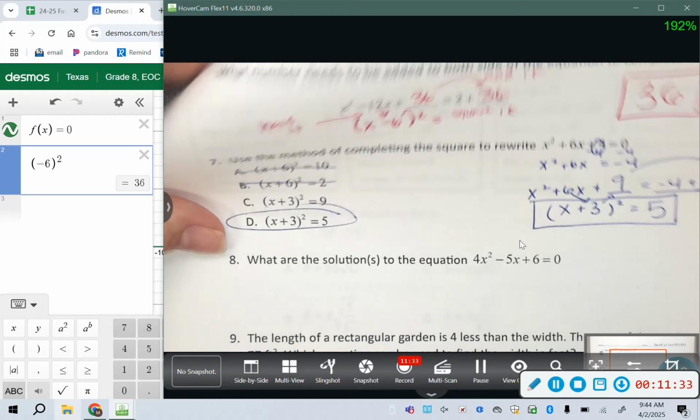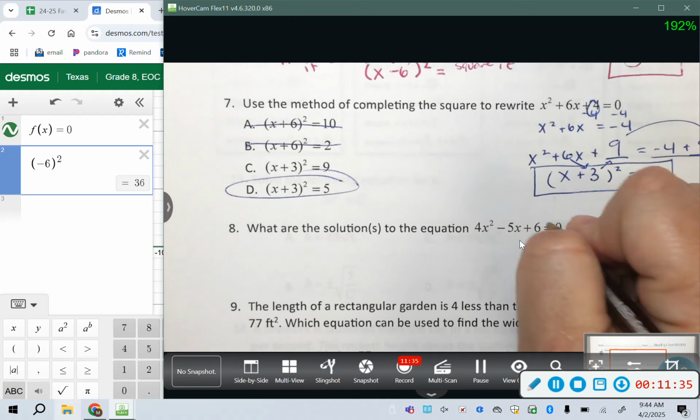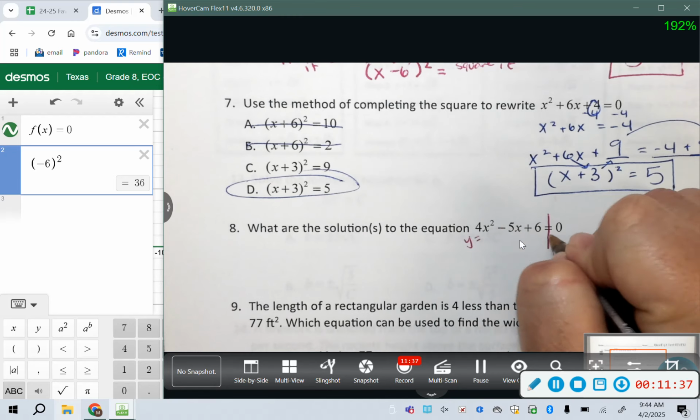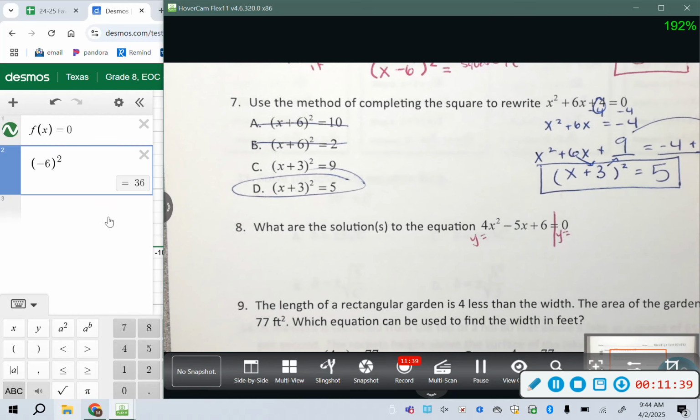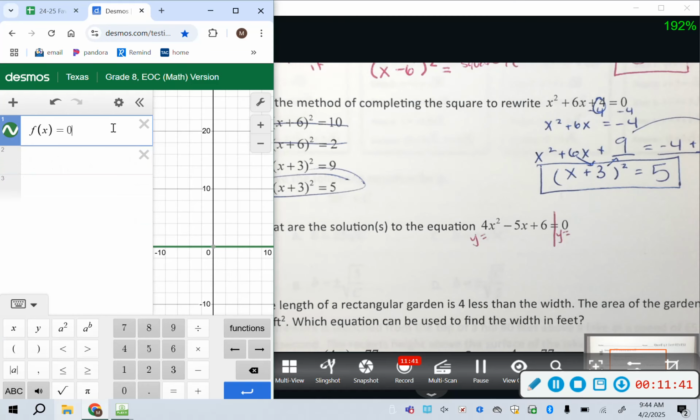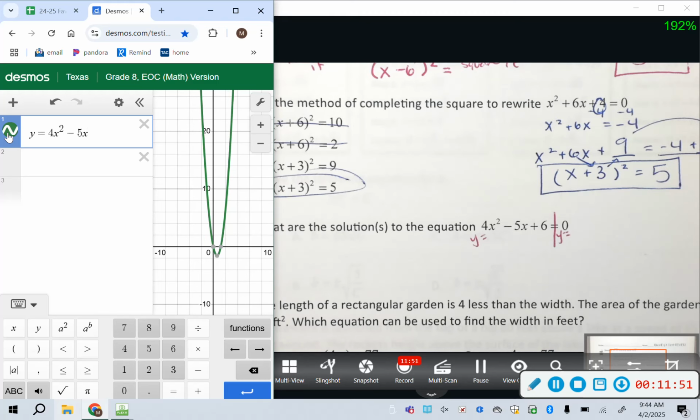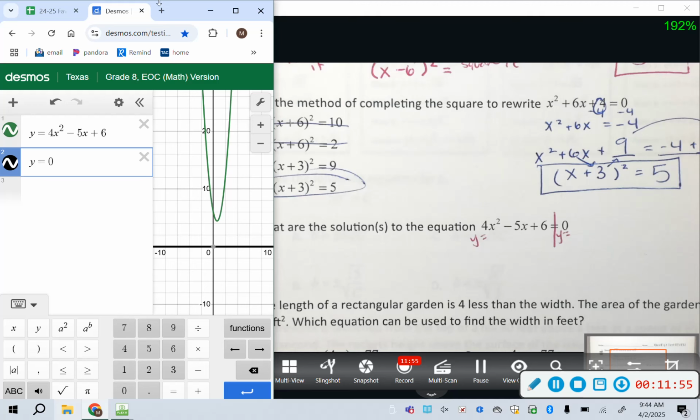Okay. Number 8 says, what are the solutions to the equation? Well, if it's asking me solution and it's not telling me how to do it, I'm going to start with the calculator to make my life easy. So I'm going to write y equals 4x squared minus 5x plus 6, and then y equals 0. And I want to see where those two things touch.